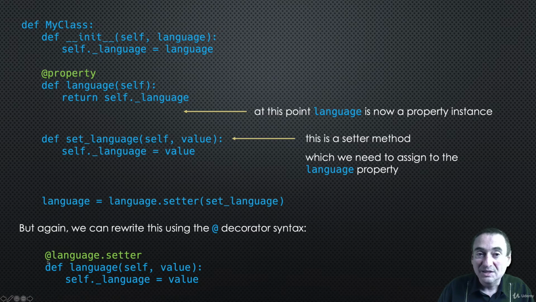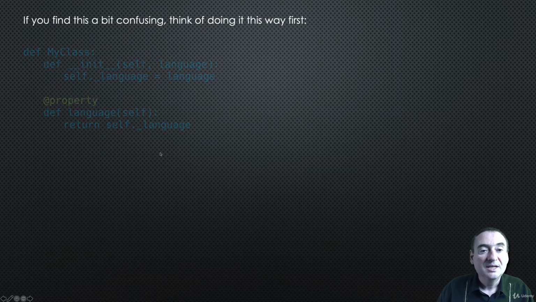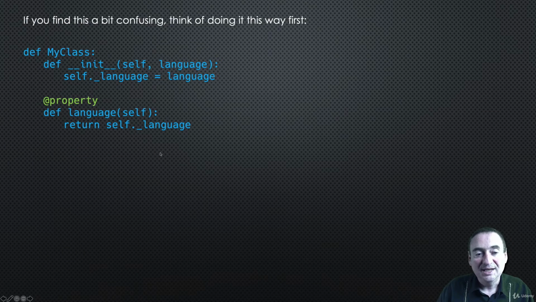So we can decorate it as @language.setter and then give it the name that we want our property to have. Now this is important, this name matters, okay? And we'll see that in the code. I'll show you examples of what happens when we don't use the same name here. So if you find this confusing, maybe another way to look at it, I'm not saying it's less confusing, and it will get clearer when we do the code.